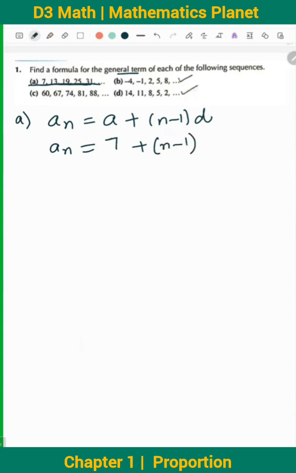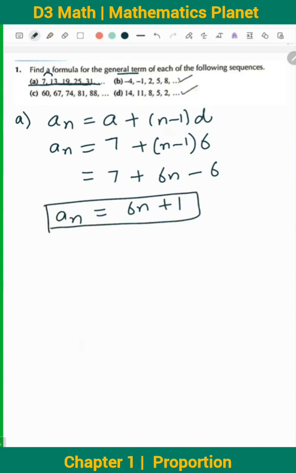Now D. What is the common difference between the numbers? 13 minus 7? 6. 6 is the common difference. Very good. Okay, 7 plus 6n minus 6, which will be equal to 6n plus 1, since 7 minus 6 is 1. So how easily you get the general formula. You just do not need to think a lot.